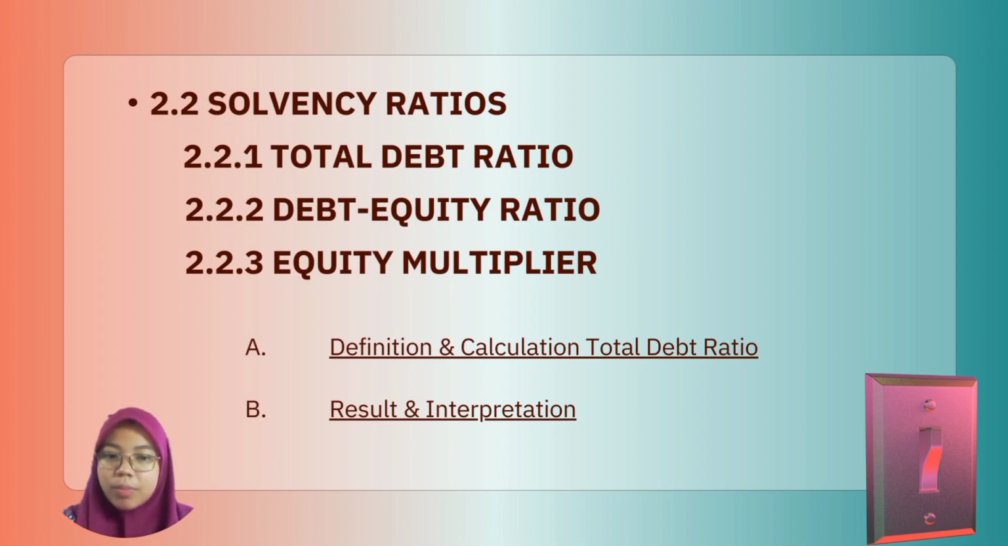Today, I will explain about solvency ratios. It contains three things: total debt ratio, debt equity ratio, and equity multiplier. I will explain more about the definition and calculation, how to calculate each ratio, and the interpretation. So let's move to the first one, total debt ratio.